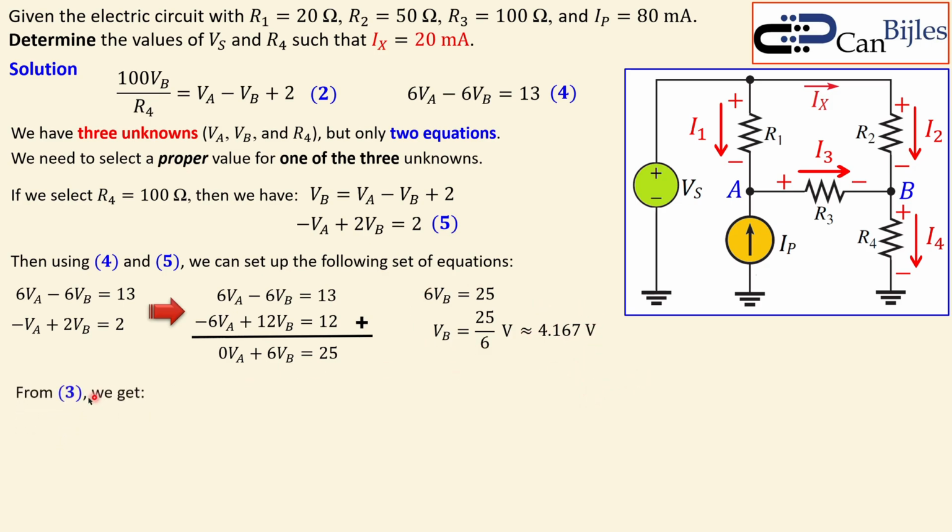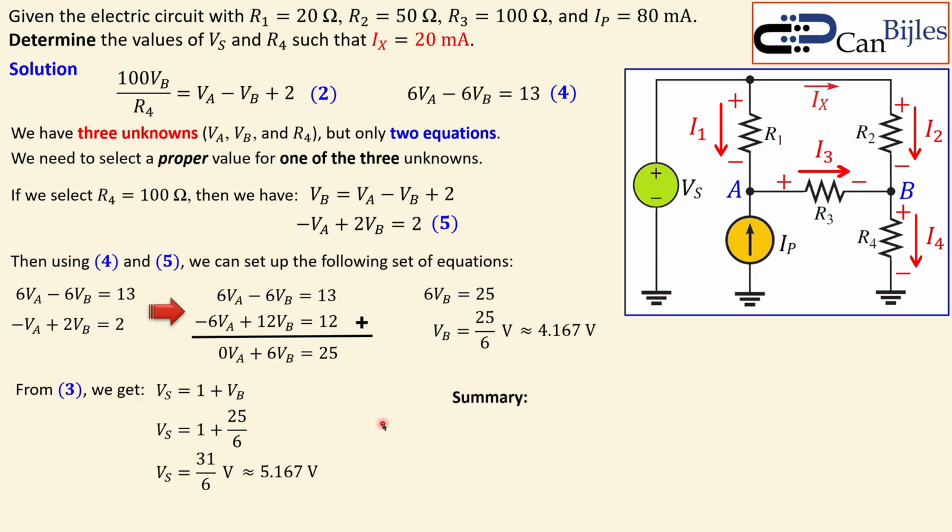Now, from equation number 3, which is not shown here but was in the previous slide, Vs is equal to 1 plus Vb. So we need to add just 1 to this answer for Vb. If I do it exactly, it will be 31 over 6, that's the exact value, approximately 5.167 volts. We will use this value to verify this shortly in the simulations.